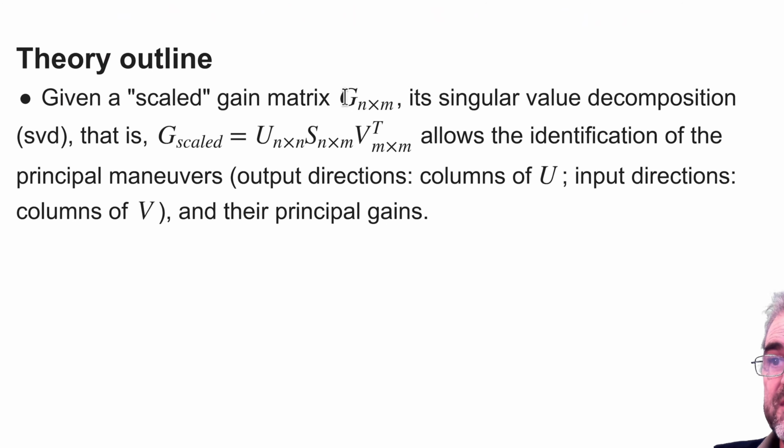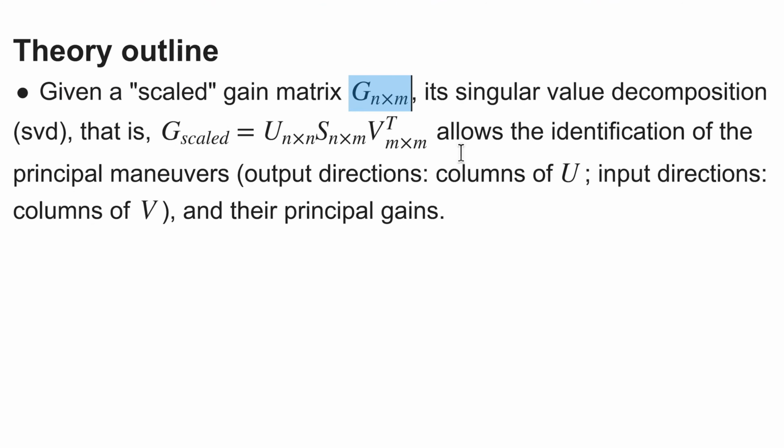We'll first start considering a scaled gain matrix, in the sense that we'll assume that inputs range in the interval plus minus 1 and the desired output increments also range in the interval plus minus 1. Then we may carry out the singular value decomposition of that scaled gain matrix.